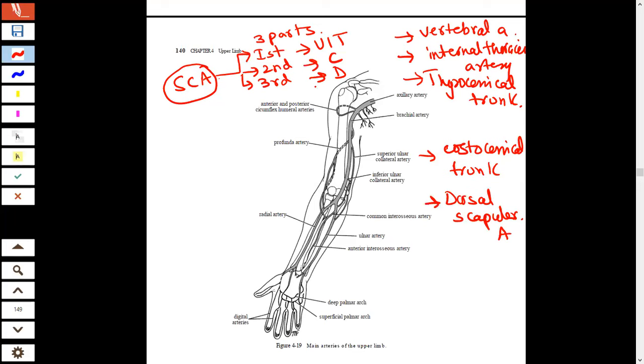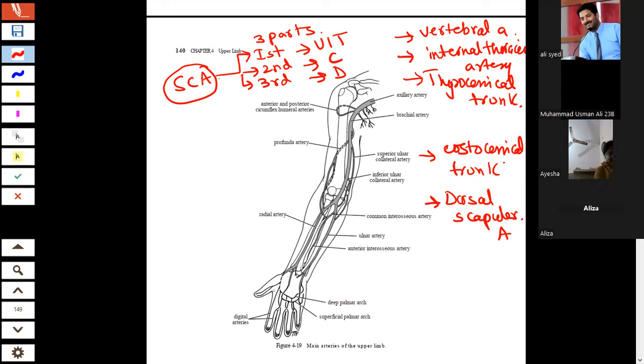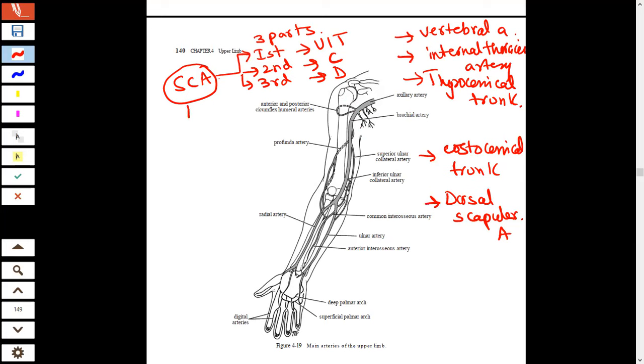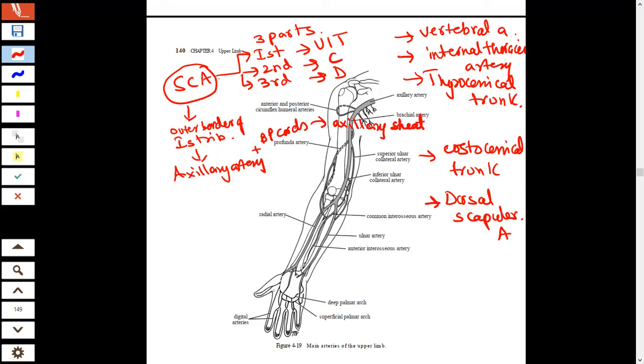Okay, so now see here, this is your subclavian artery. When it passes through the outer border of the first rib, it will become which artery? Answer is axillary artery. And you remember that the axillary artery along with the brachial plexus cords are present in the axillary sheath. And I explained to you at that time that the axillary vein is not a content of your axillary sheath. It is outside the axillary sheath. But the axillary artery and brachial plexus cords are present in the axillary sheath.